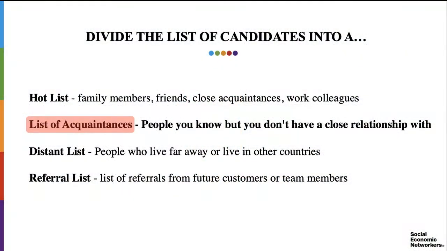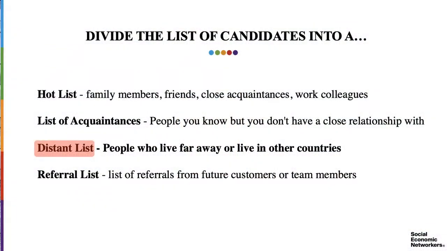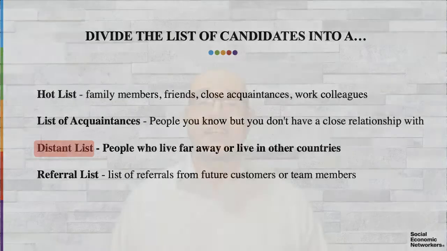And then there is the list of acquaintances itself, which lists the candidates with whom we have no close relationship, but we know each other. And then there is the distance list. There are candidates who live far away in other places, in other cities, or in other countries.